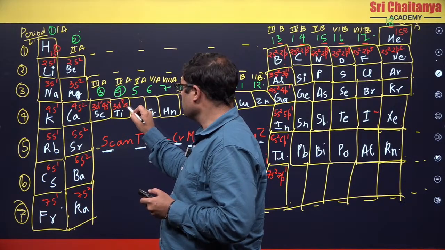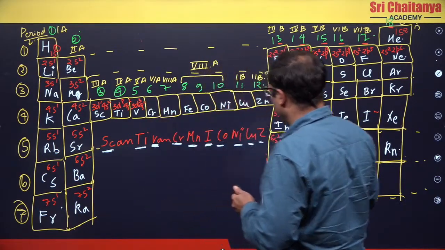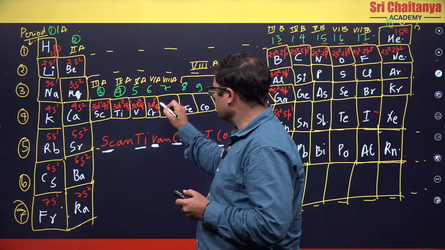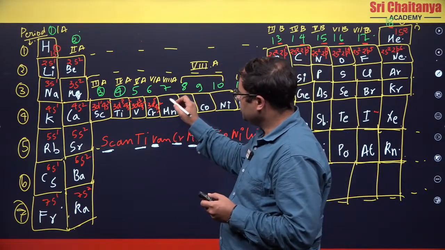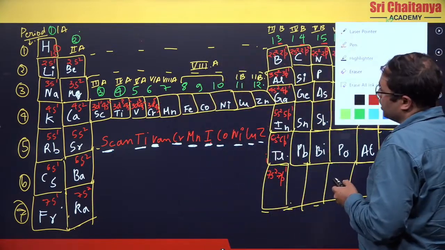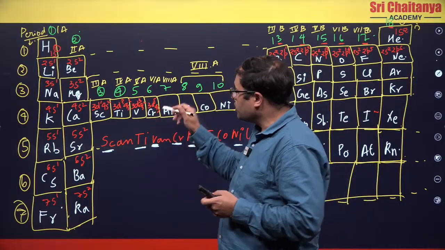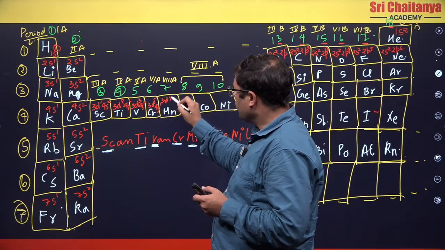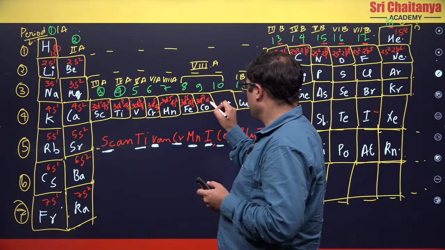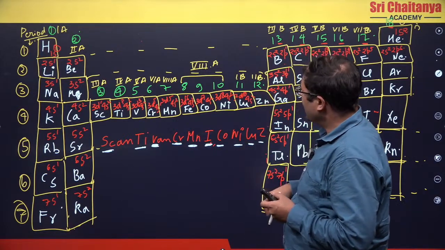3d2 4s2, 3d3 4s2. Chromium will be, there is not much space, 3d5 4s1. Why 3d5 4s1? Because half-filled configurations are stable. Similarly, this will be 3d5 4s2, 3d6 4s2, 3d7 4s2, 3d8 4s2, and 3d10 4s2.